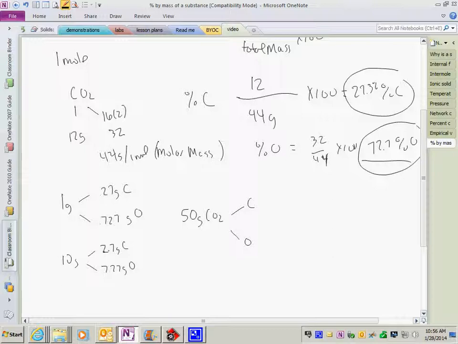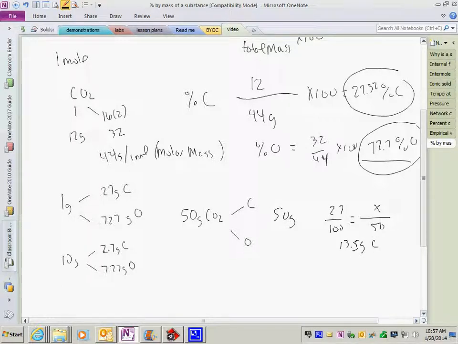Alright, so if we have 50 grams of this substance, there's a few ways we could do this. I could just set up a linear proportion: 27% over 100 equals, alright, this is total mass, 50 over x. Cross multiply and divide. At this point, it would be 50 times 27 divided by 100 equals 13.5 grams. All right, so I have 13.5 grams of this guy that is due to carbon.